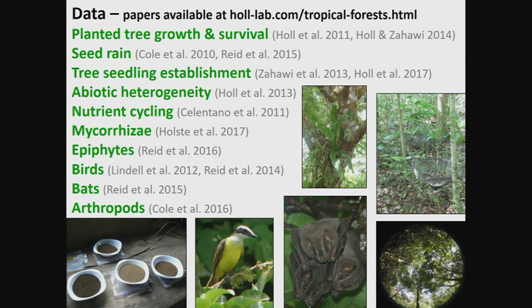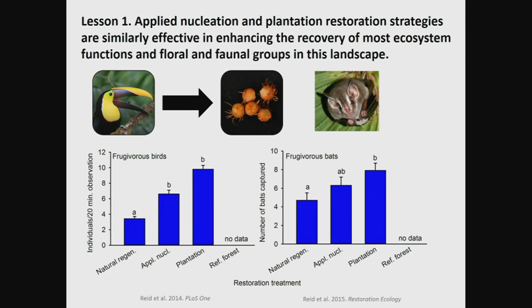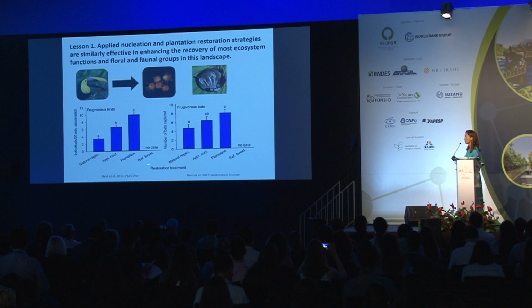I'm just going to summarize the results. So first of all, the first lesson we've learned is that applied nucleation and plantation restoration strategies seem to be similarly effective in enhancing the recovery of most species and functions. So I'm going to show quite a few figures like this. This is the response variable here. We have natural regeneration, applied nucleation, plantation, and then in some cases we have reference forest data. These are means plus or minus 1 standard error, and then these are Tukey's test comparing them.